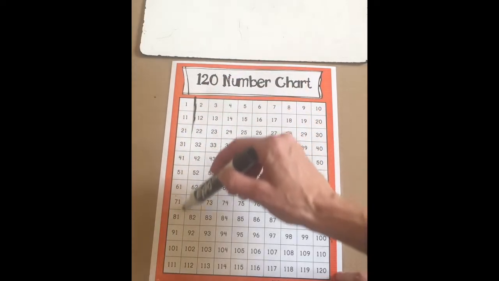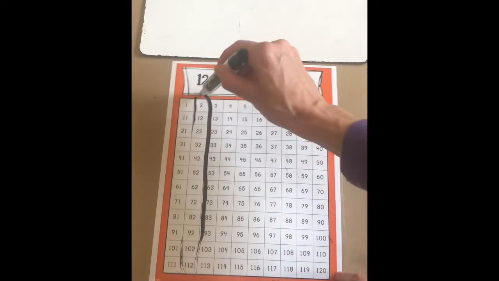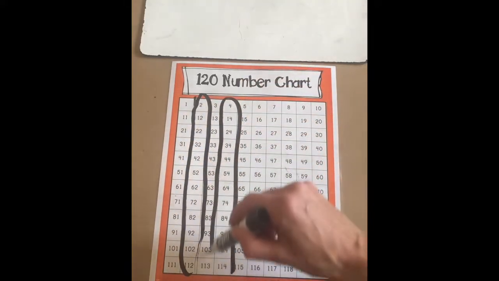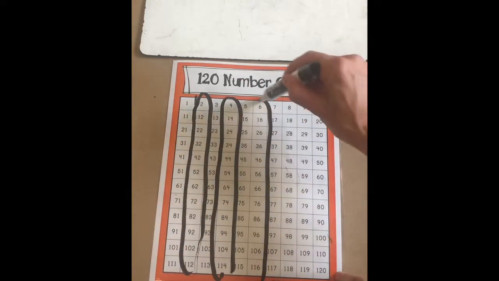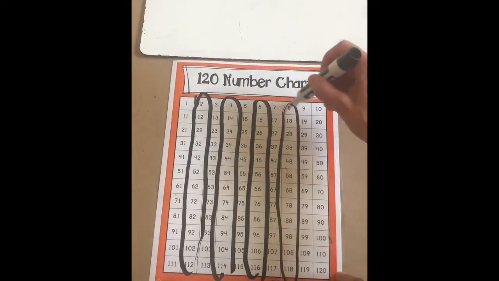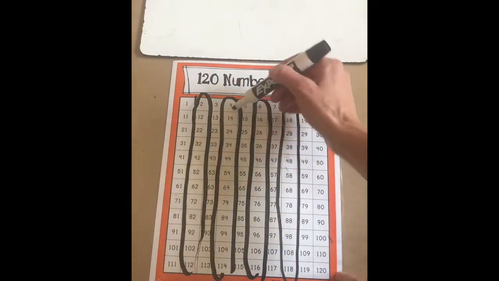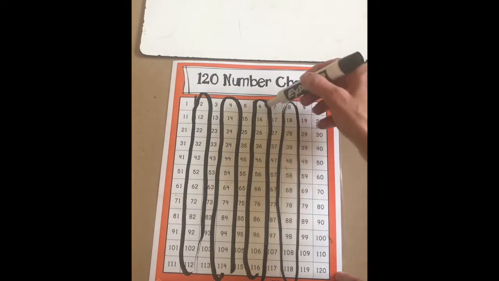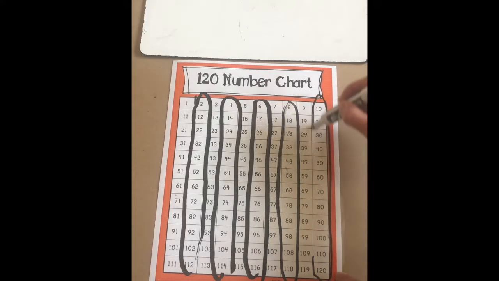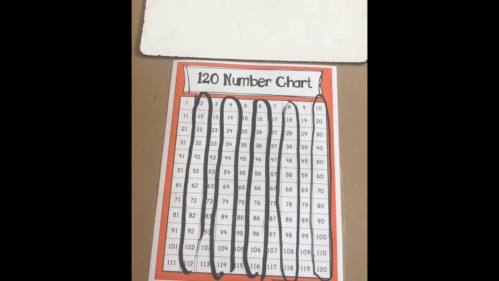Almost like we're highlighting every other row. Again, all of these numbers end with 2, 4, 6, 8, or 0.